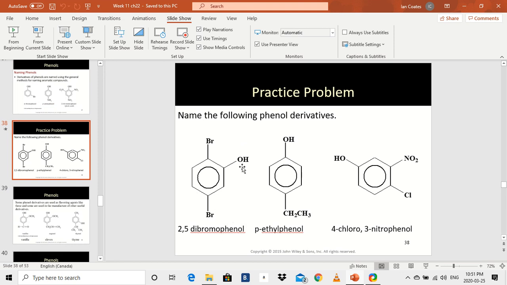There's my phenol group. 2,3,4,5-dibromophenol. Here I've got p-ethylphenol, para-ethylphenol. And here's my alcohol group, so this is number 1, 2, 3, 4. 4-chloro-3-nitrophenol. Why did I go 4 and then 3? Because chloro comes alphabetically before nitro. See, same rules as before.